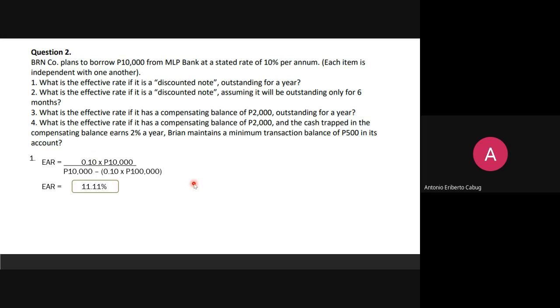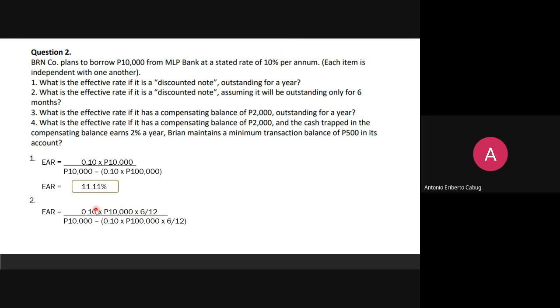Okay. Effective annual rate, that would be 10% of 10,000. But it's only for 6 months, so i-adjust natin. Times 6 over 12. 500 lang yung babayarang interest. Dahil 6 months lang to, 10% per annum. So parang 5% lang to, no? Dahil pang 6 months lang, parang 5% lang yung 10%.